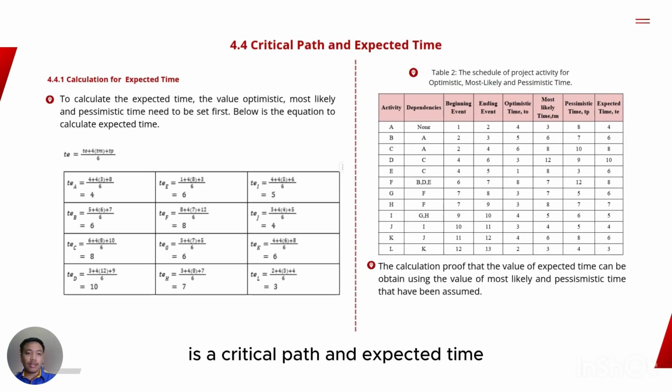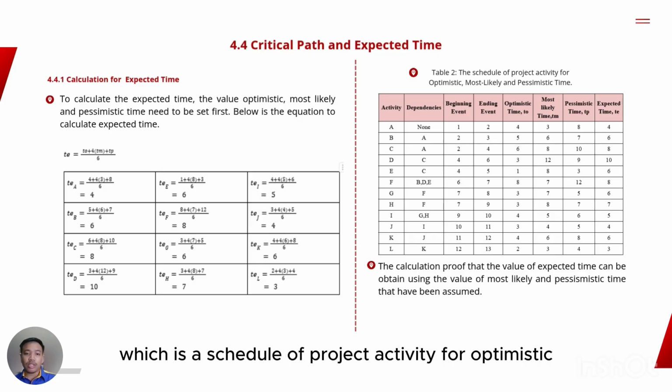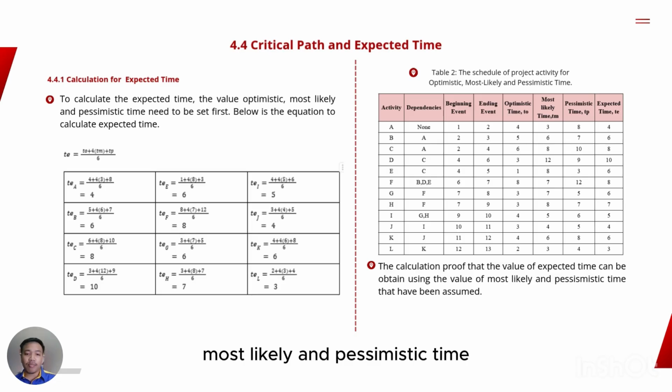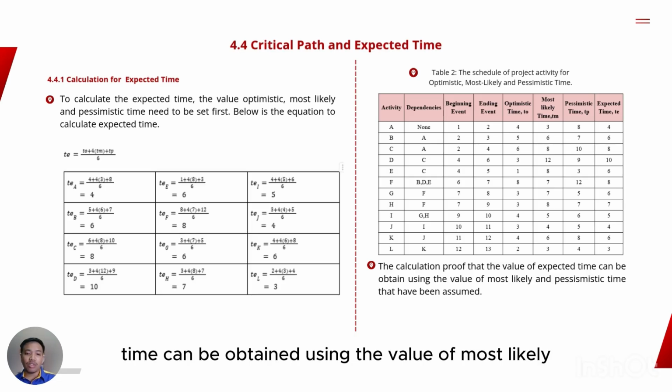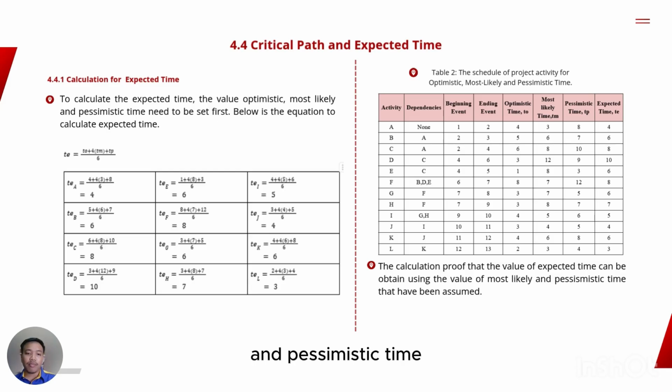And the next slide is critical path and expected time. As you can see on the left-hand side is the calculation for expected time, and here is our equation for the expected time, which is (TO + 4TM + TP) / 6. On the right-hand side is table 2, which is the schedule of project activities for optimistic, most likely and pessimistic time. The calculation proves that the value of expected time can be obtained using the values of optimistic, most likely and pessimistic time that have been assumed.